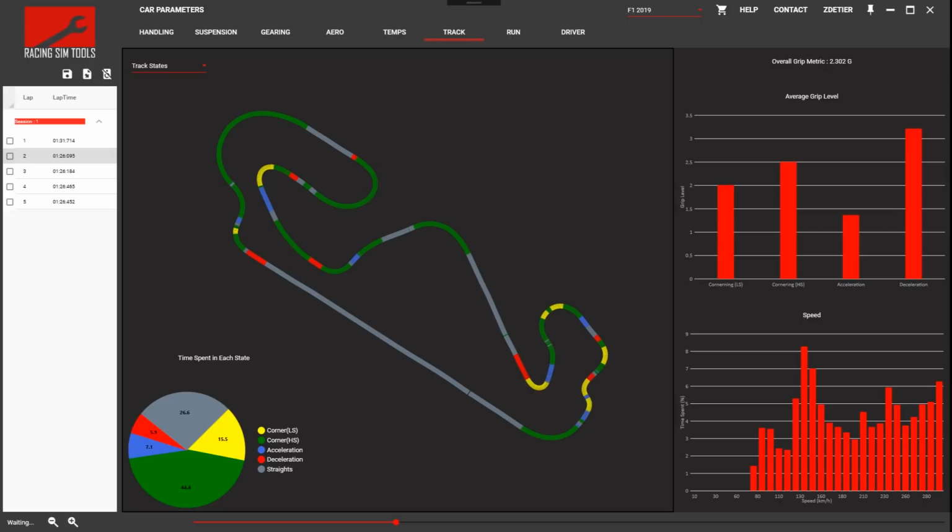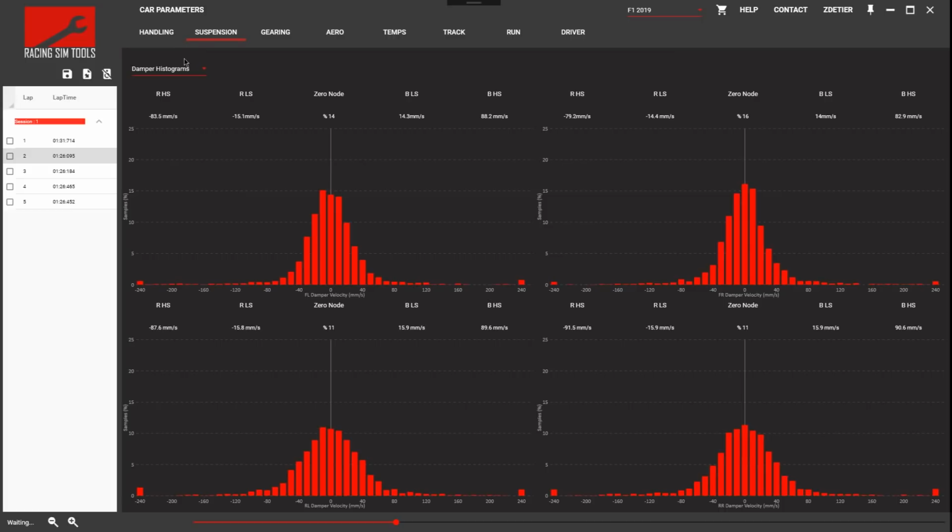One other thing that we want to do when we're considering the aerodynamic sensitivity of a car is look at the traction circle. So I'm just going to pull that up right now. It's under suspension and then traction circle.